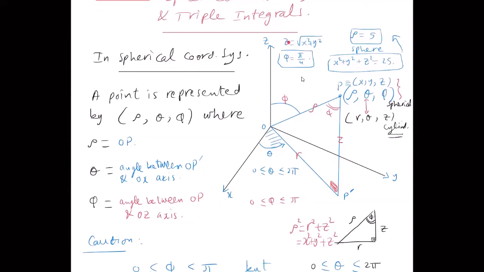The equation of the cone, z equals root x squared plus y squared. This cone, we drew it before, we sketched it before. Its equation in spherical coordinates is very easy. Phi equals pi over 4.